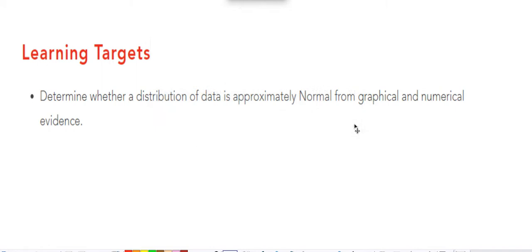Welcome to another lesson of AP Statistics. This lesson is the last lesson of Chapter 2. Learning target today is to determine whether a distribution of data is approximately normal from graphical and numerical evidence.